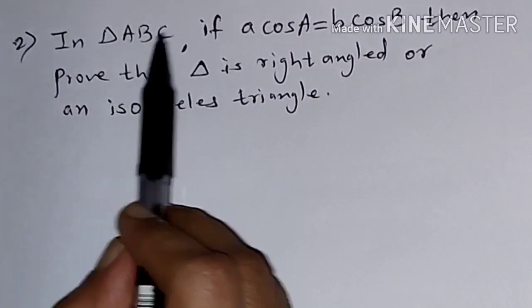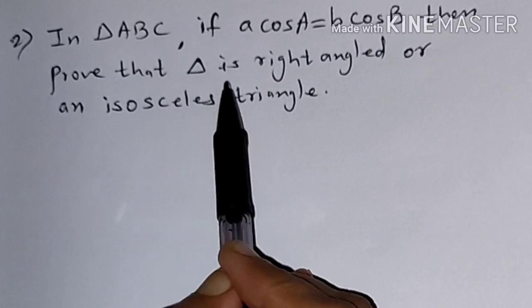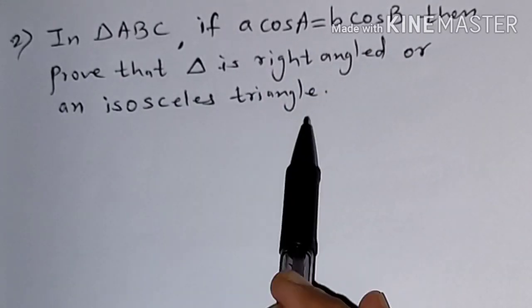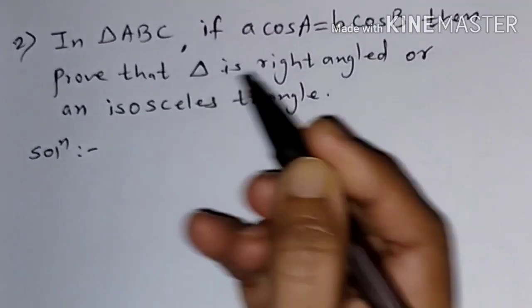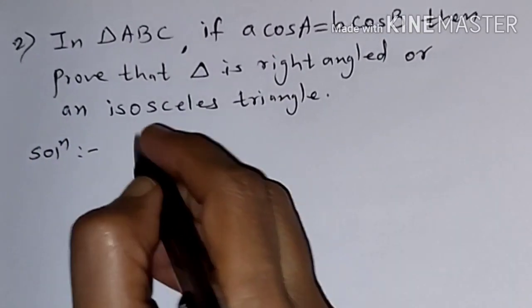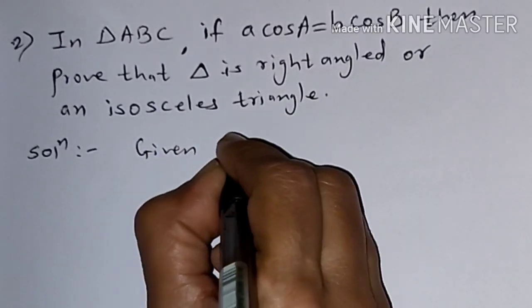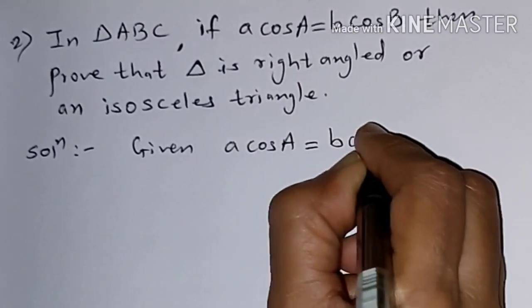Example 2. In triangle ABC, if a cos A is equal to b cos B, then prove that the triangle is a right angle triangle or an isosceles triangle. So we are given a into cos A is equal to b into cos B.